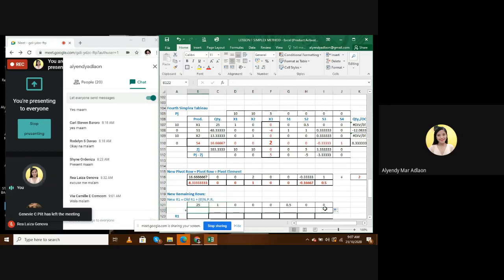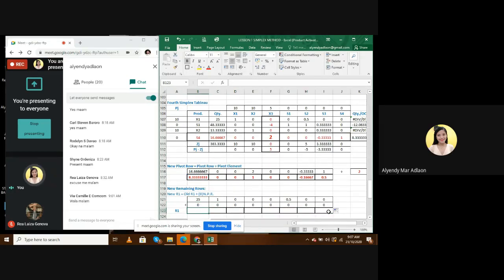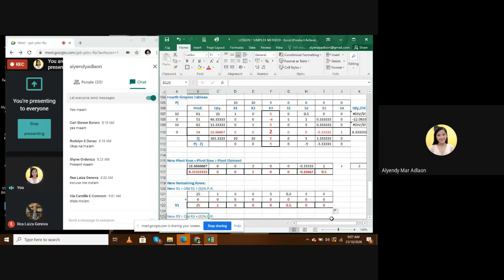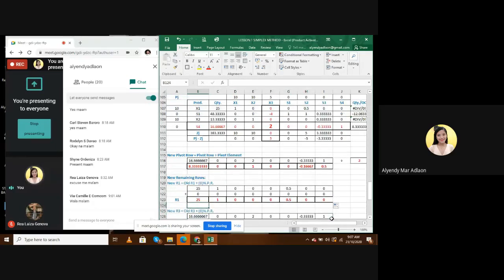And then, the new pivot row times 0. So, of course, mo na siya, no? Dili na ka mag-compute. Kay 0 raman gihapon day ang answer. Kay 0 man gud ang ato ang element in the optimum column. Okay, so that is the row 1.